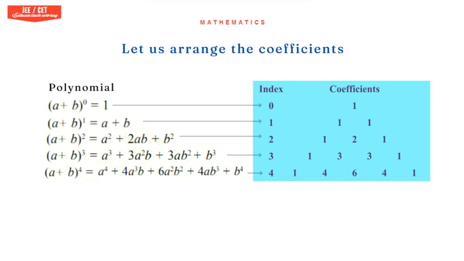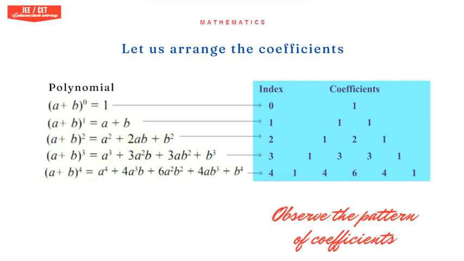Why are we doing this exercise? We are arranging the coefficients of indices one below the other to study the pattern and draw some inferences. For any index, you will observe that the number of coefficients equals index plus 1 and the coefficients follow some pattern as shown.